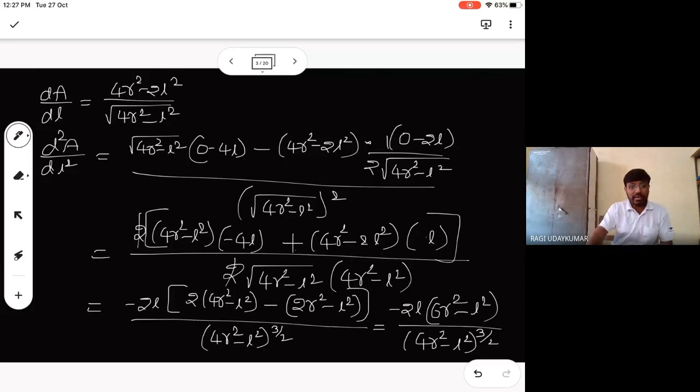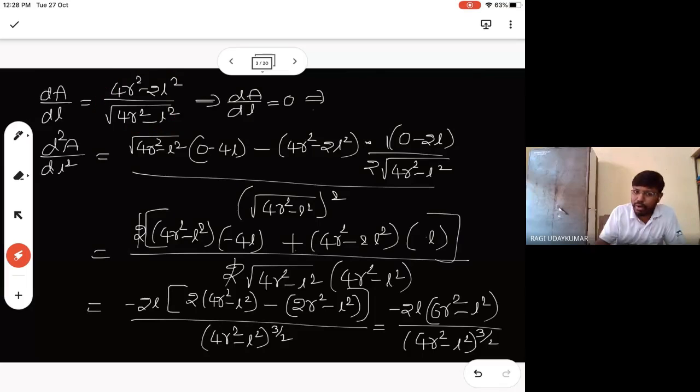Second derivative, just apply it. Whenever you take dA by dL equal to 0, we are going to get this part completely equal to 0. The problem is lengthy because you are getting the under root, that's why it is lengthy. Otherwise, it's not a very difficult problem. Okay.